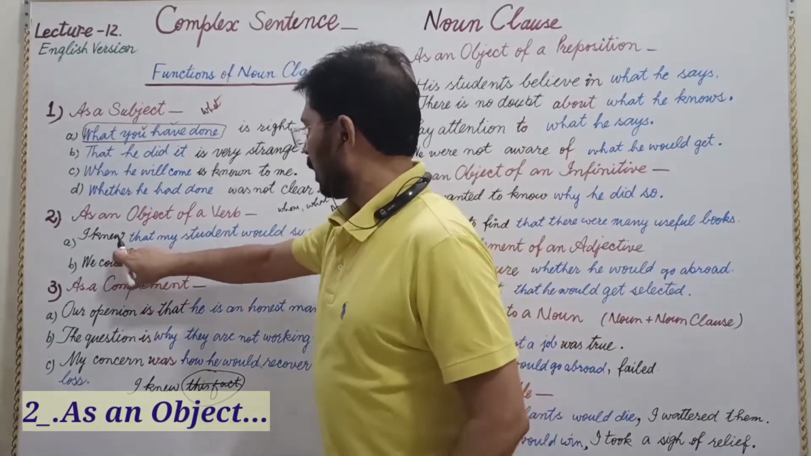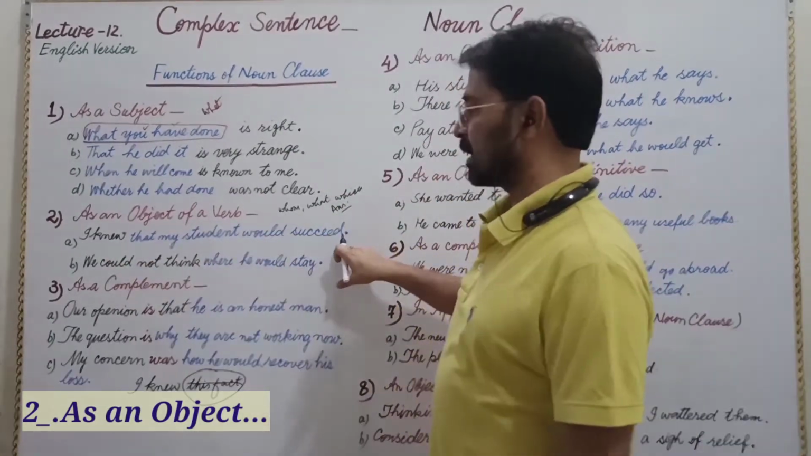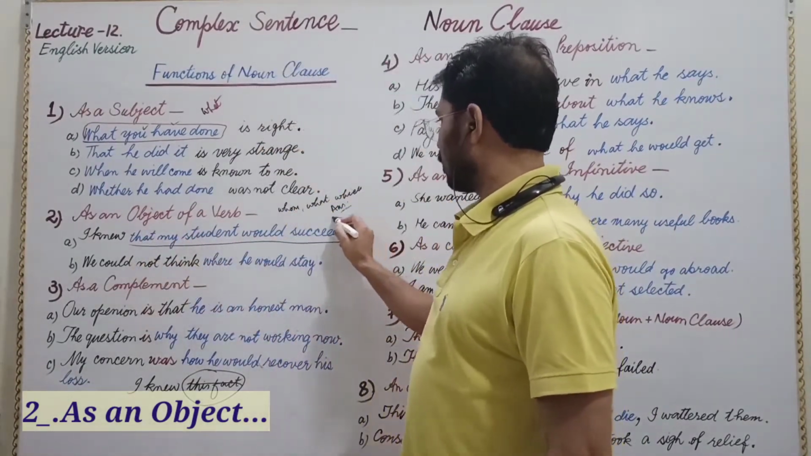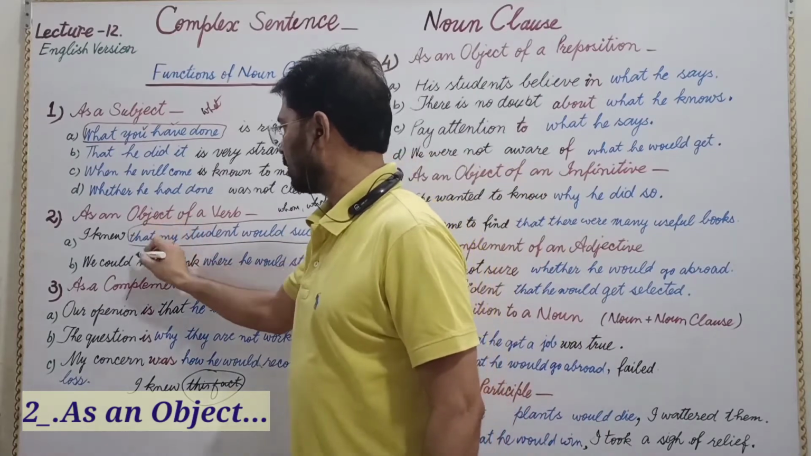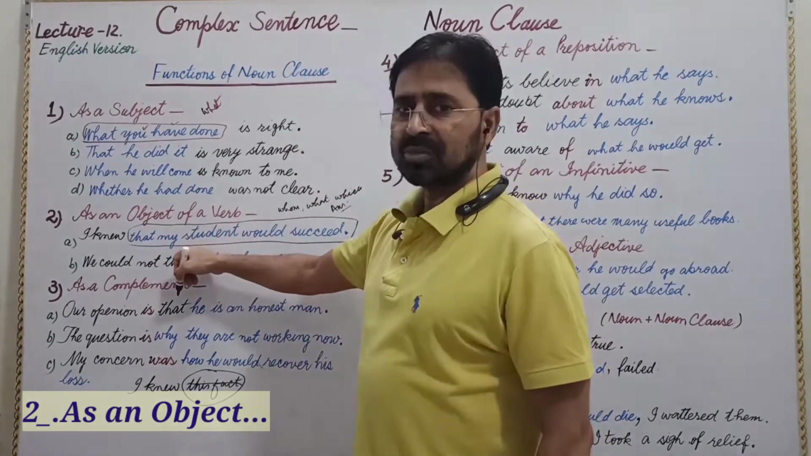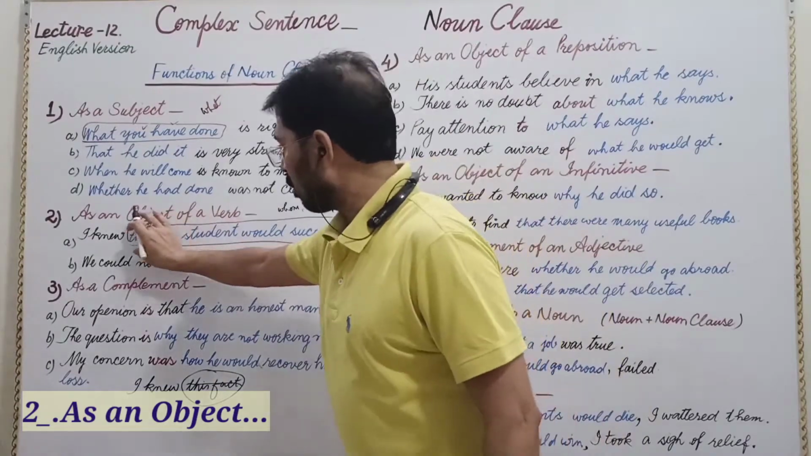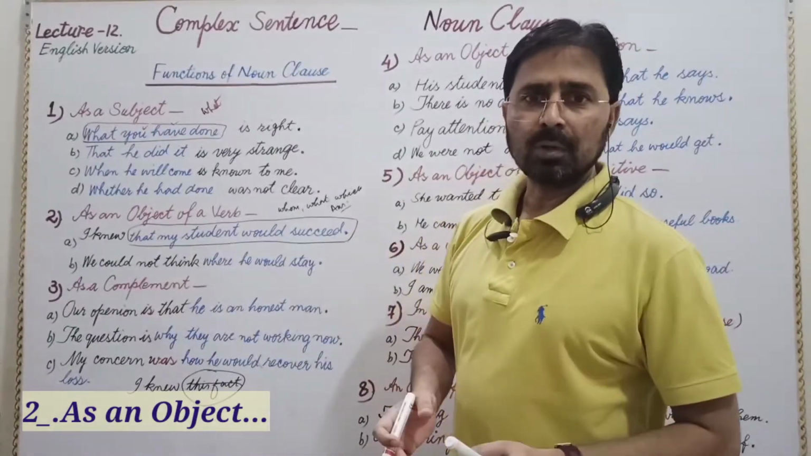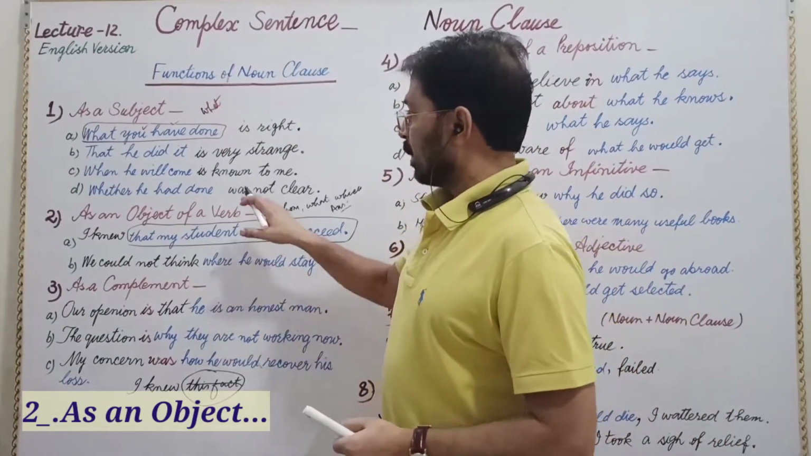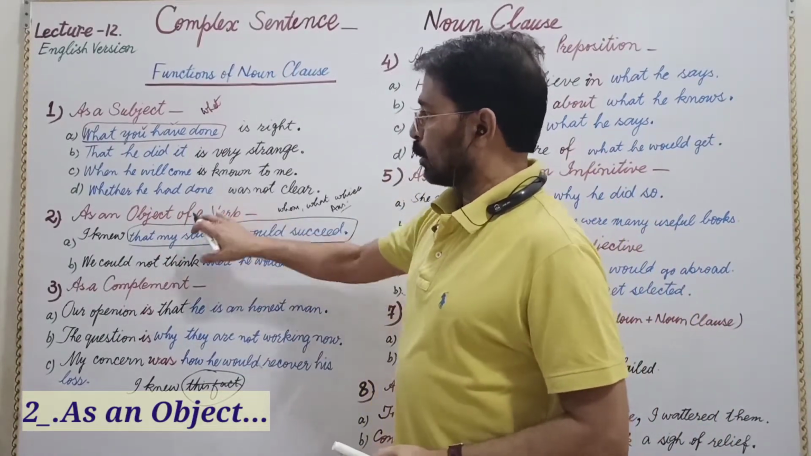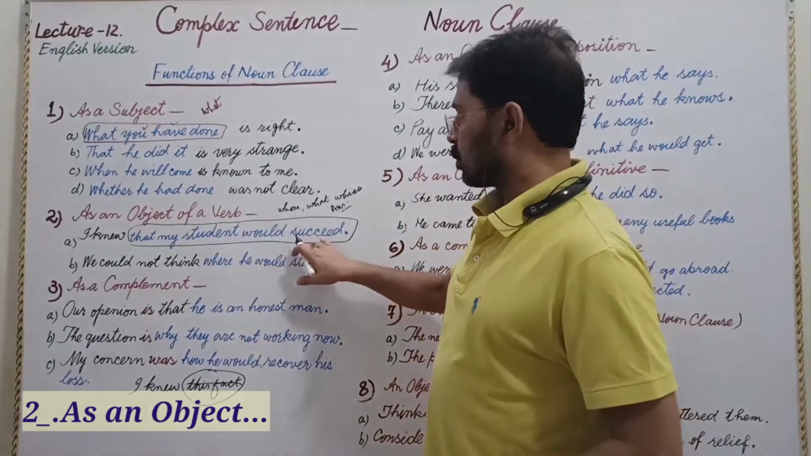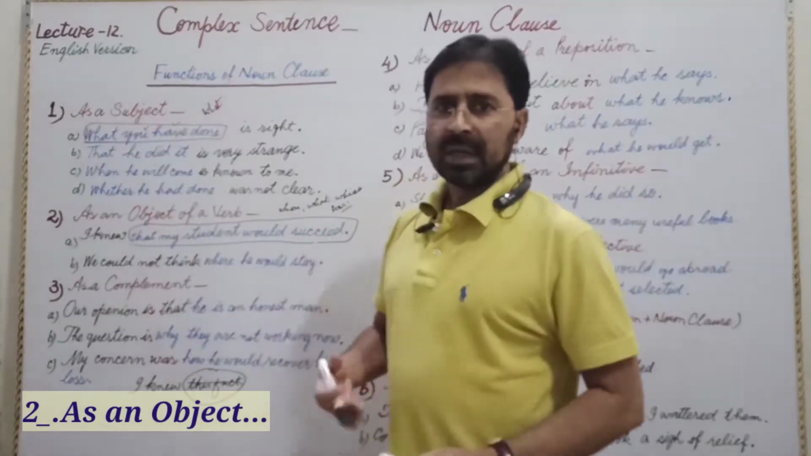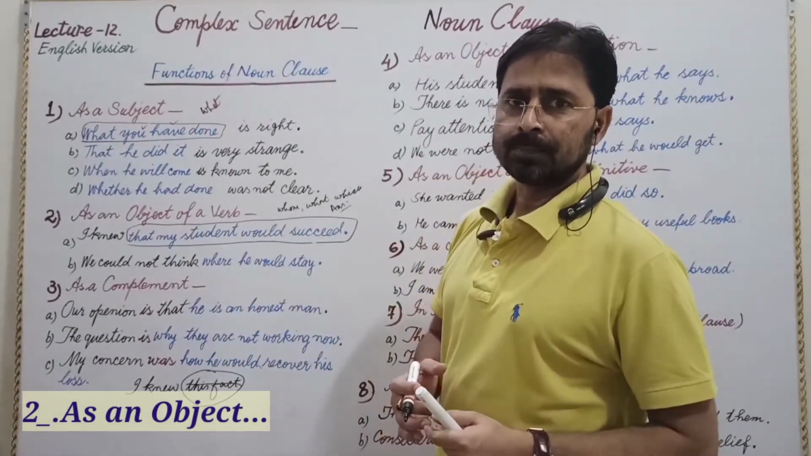You can see here, I knew that my students would succeed. From here, you can see this is placed in the place of the object. And this has its own subject and its own predicate, and the whole part after this verb is working as an object. That's why you can say that as an object of a verb, a noun clause can be used. And it is called a subordinate clause.